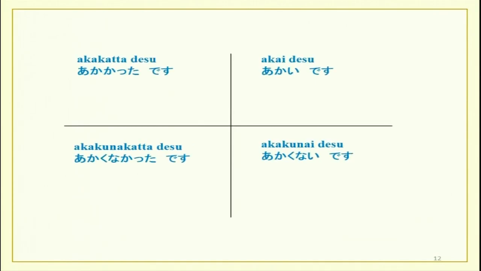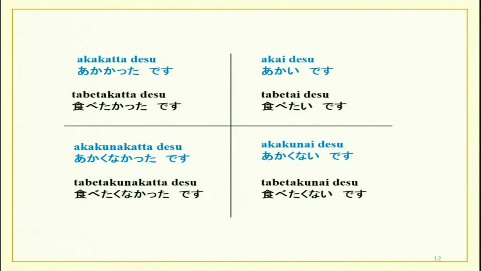Now, for you to be able to compare together, I've put it here so you can see the two together. Akai desu is I adjective, akaku nai, akakatta and akaku nakatta. And then you have tabetai with verb and tabetaku nai and tabetaku nakatta and tabetakatta. So please, you can compare it and revise at home later.